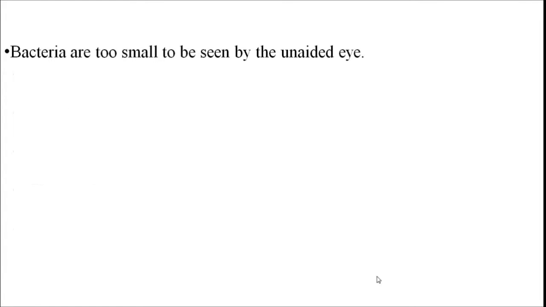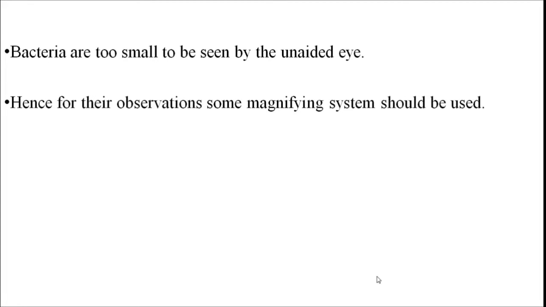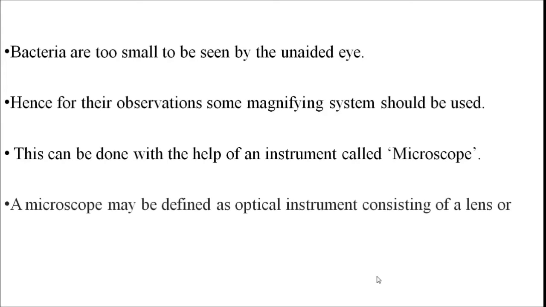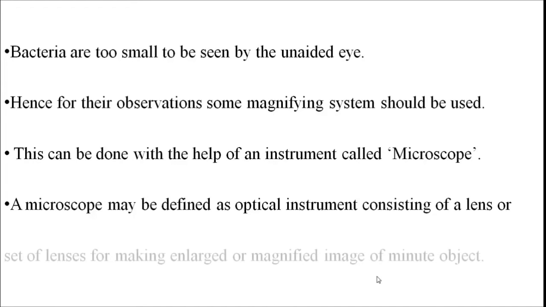As we have discussed, bacteria are too small to be seen by the unaided or naked eye, and therefore for their observation or to study them we have to make use of a magnifying system. The magnifying system which we are using is an instrument called the microscope. So, the microscope can be defined as an optical instrument which consists of a lens or a combination of lenses to make an enlarged or magnified image of a minute object.